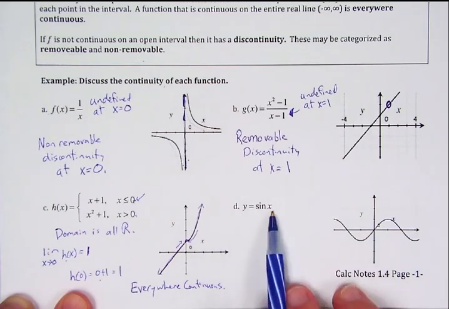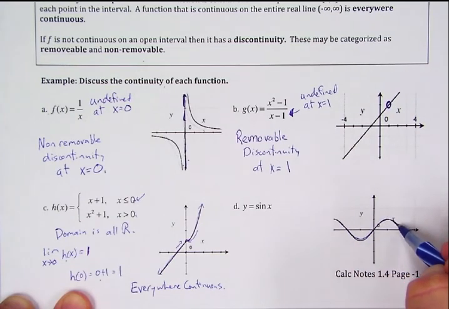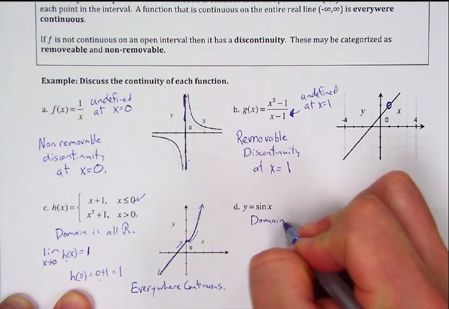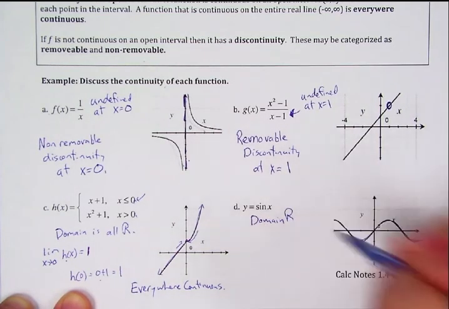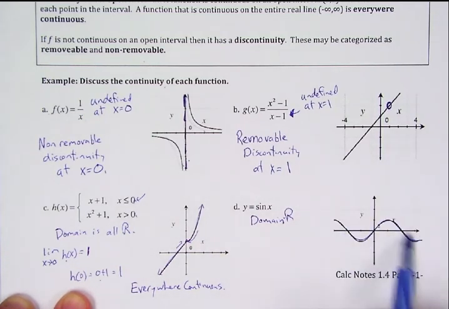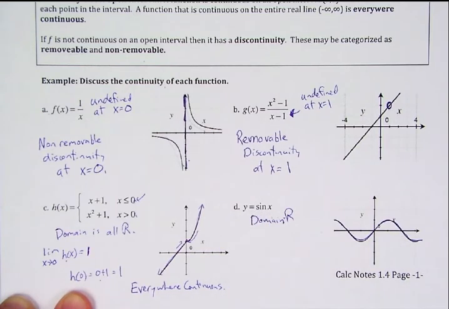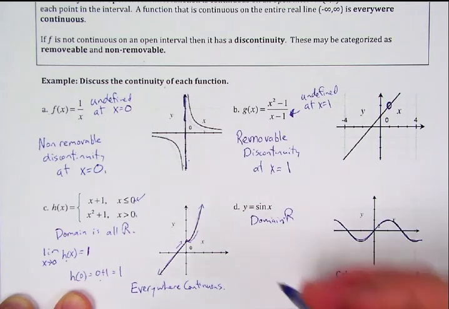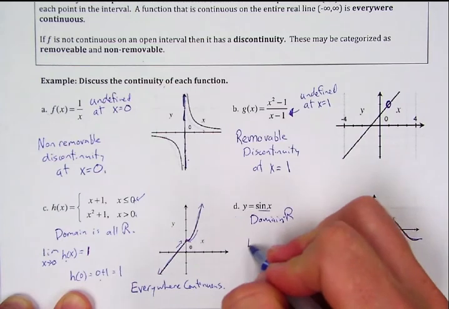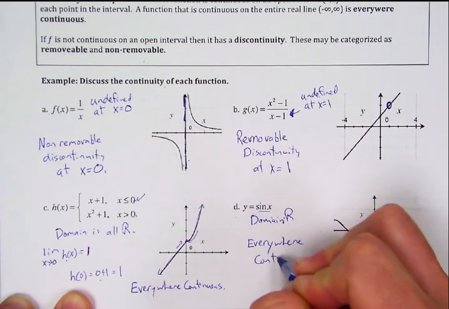All right, and for our sin x, if we look at this graph here, we can see it's defined over the entire set of real numbers. So the domain is all real numbers. And if we look at this, there's nothing weird that's going to happen. There's no reason to not be able to find a limit anywhere. And so because you can do this by direct substitution every time, we know this is everywhere continuous as well.